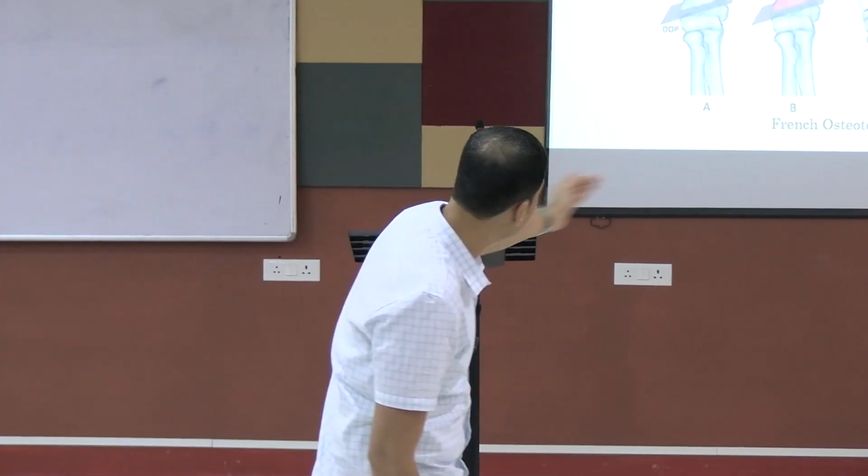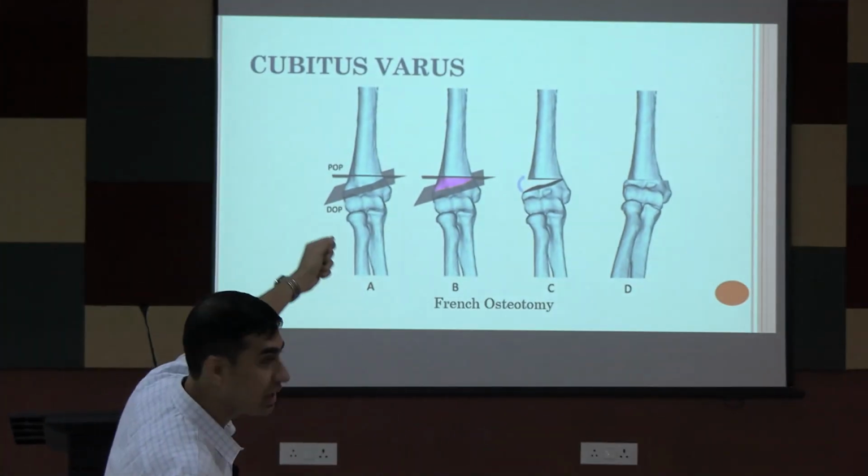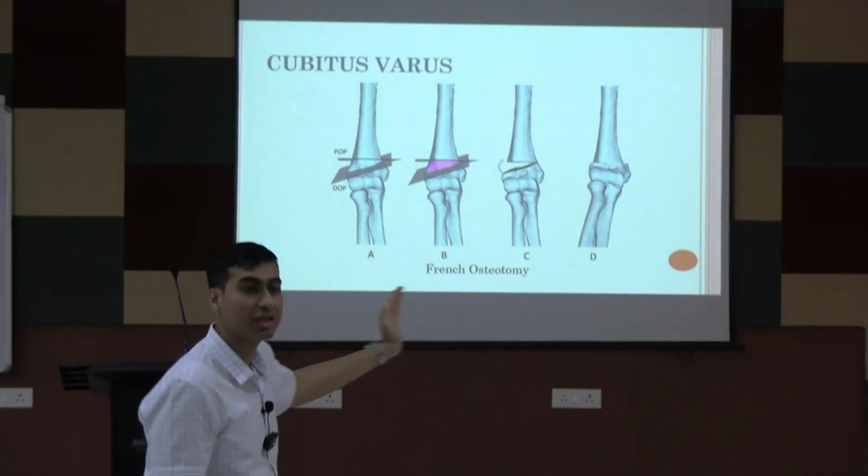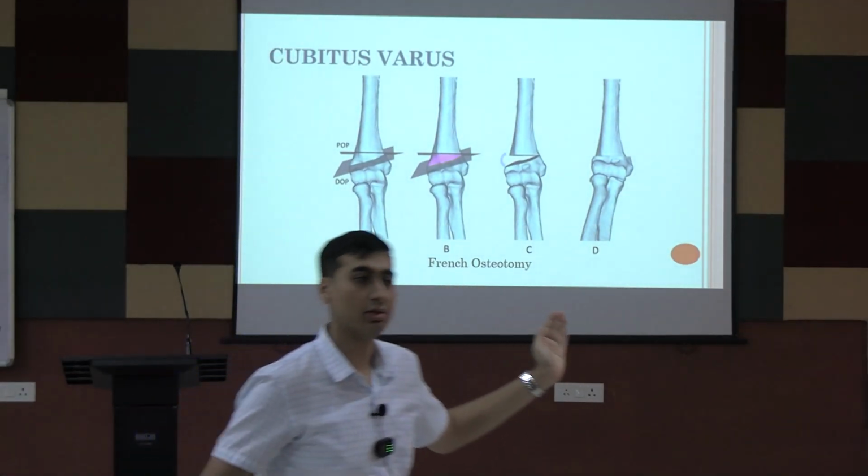Once you take out that wedge, you then bring it up, and then you have to secure that either with K-wires or a plate.